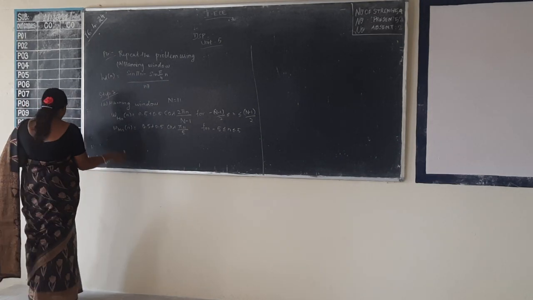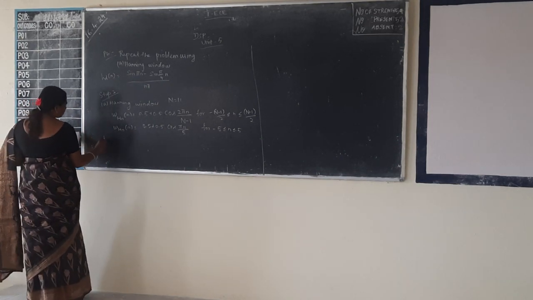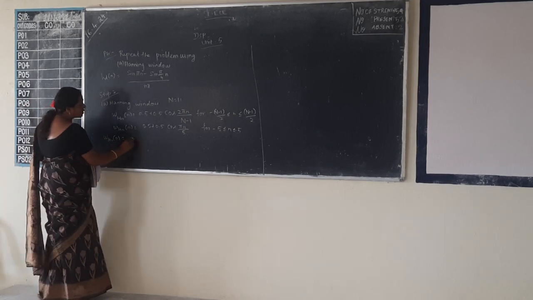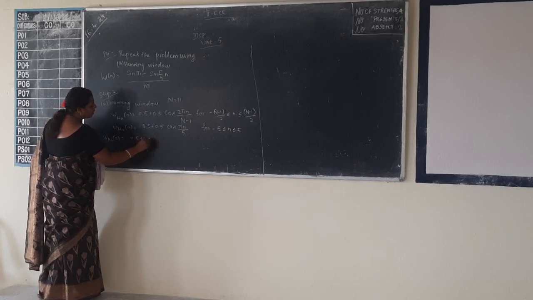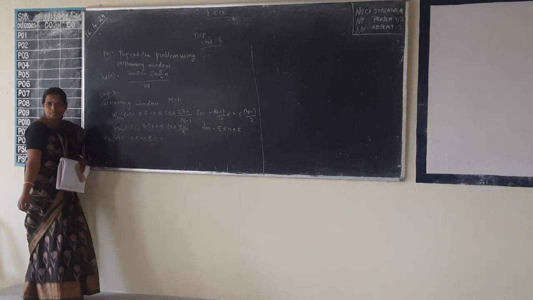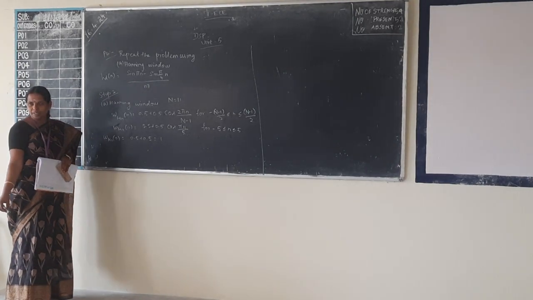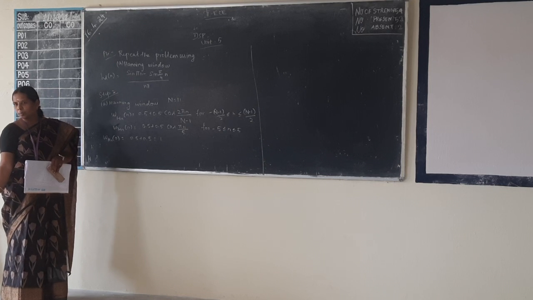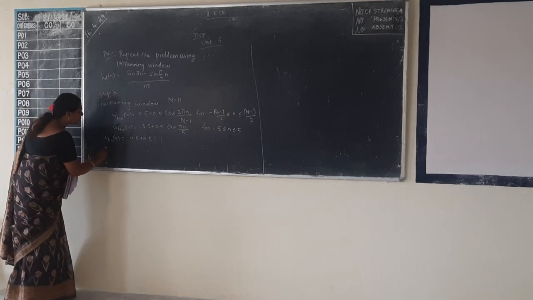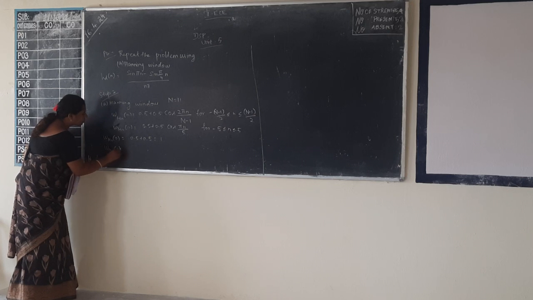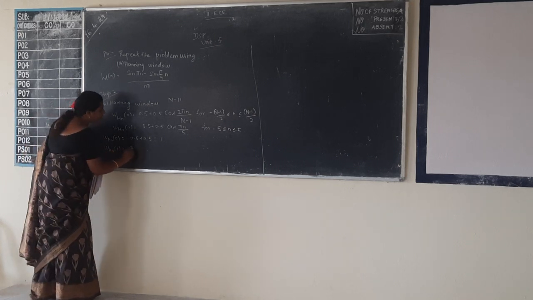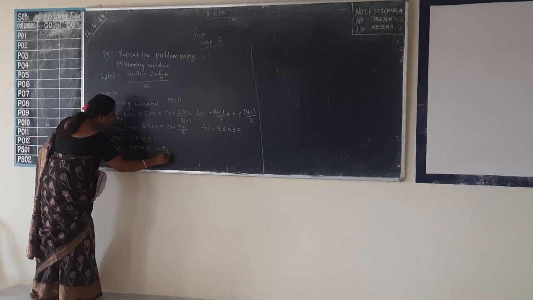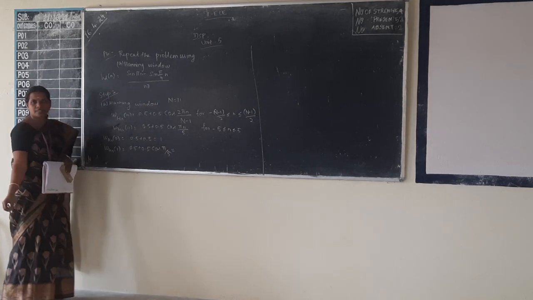So from here we have to find out for 0, 1, 2, 3, 4, 5. So for 0, 0.5 plus 0.5 cos 0 degree, which is 1. So 0.5 plus 0.5 is 1. Everyone use the calculator and find out the value for w_Hn of n. So for 1 it is 0.5 plus 0.5 into cos of pi by 5. Find the value for this.